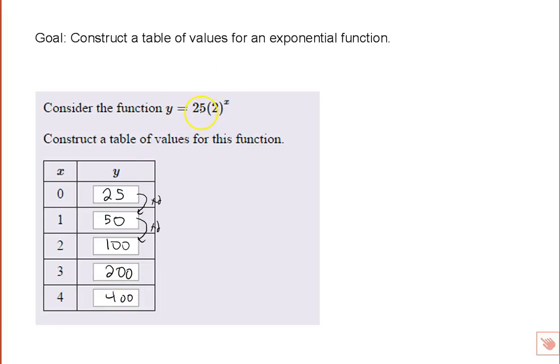This really, when I look at this, I see it start at 25 and continue to multiply by 2 as x changes by 1. So as x goes from 0 to 1 and so on, I'm starting at 25 when x is 0, and I'm multiplying by 2. And that's the table of values for this function.